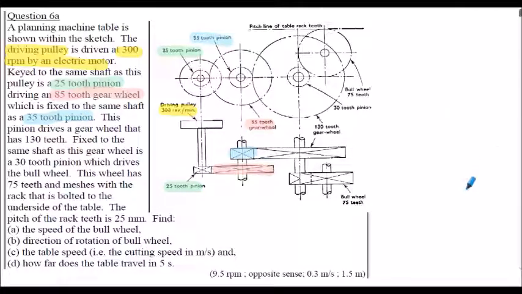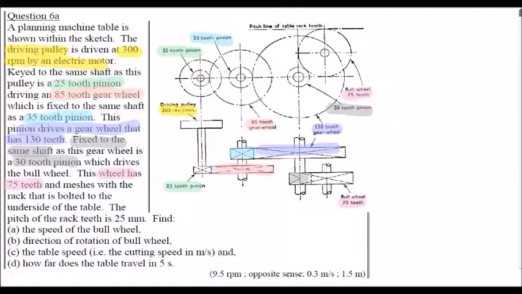Multicolored effect here. This pinion then drives a gear that has 130 teeth on it. So here's my 130 tooth gear wheel, this one here. Fixed to the same shaft as this gear is a 30 tooth pinion. So that'll be the 30 tooth pinion here. That drives what's called a bull wheel, and the bull wheel has 75 teeth. So the bull wheel, 75 teeth, that one there is the bull wheel.